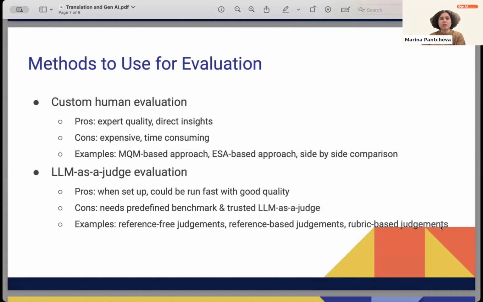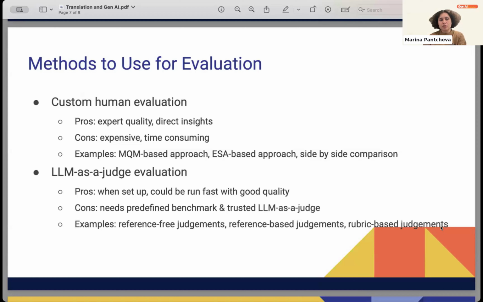As examples, we can suggest the MQM-based approach to quality evaluation and the ECA-based approach. It was the metric we introduced at the latest WMT, or side-by-side comparison, which is also good enough, but needs more attention. Why I'm saying something-based approach, it's because we don't use traditional frameworks, but adjust them to LLM cases.